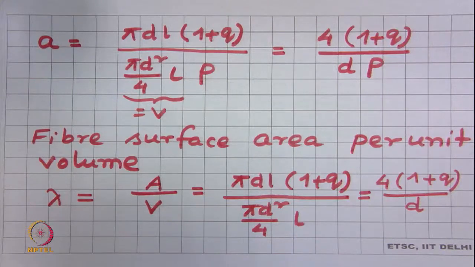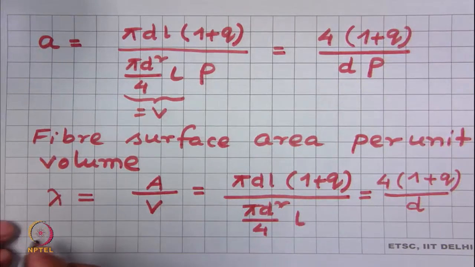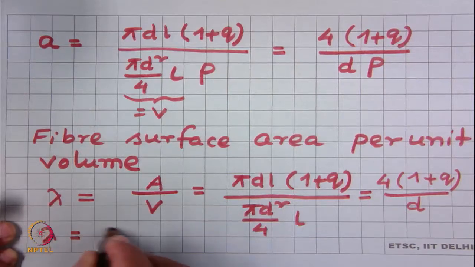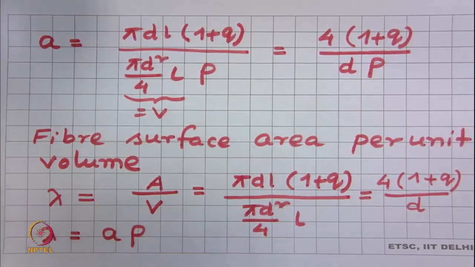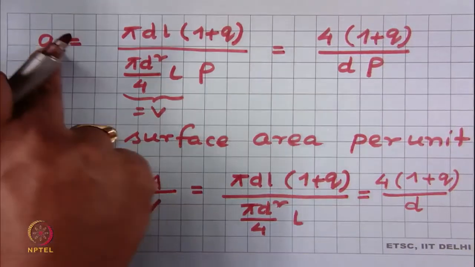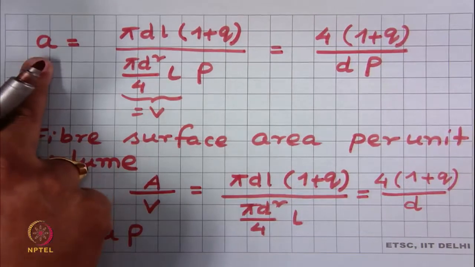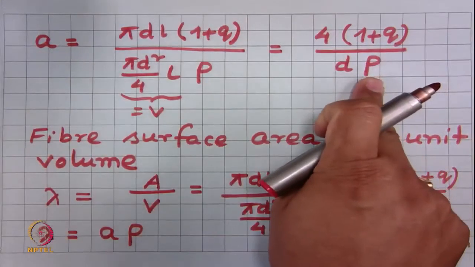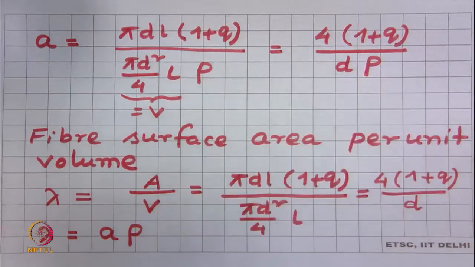Now, lambda is equal to a times rho. What is lambda? Lambda is fiber surface area per unit volume. What is a? Small a is fiber surface area per unit mass, and rho is fiber density.